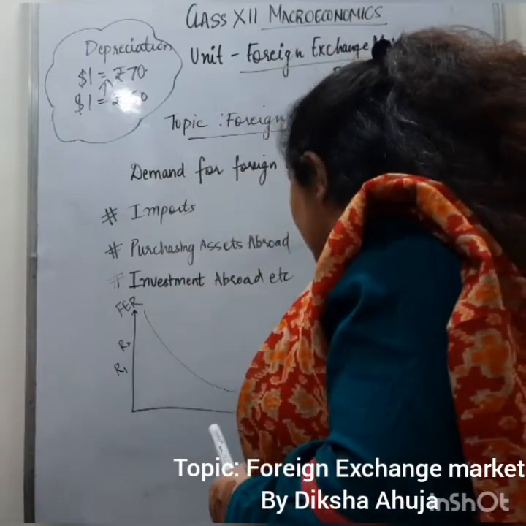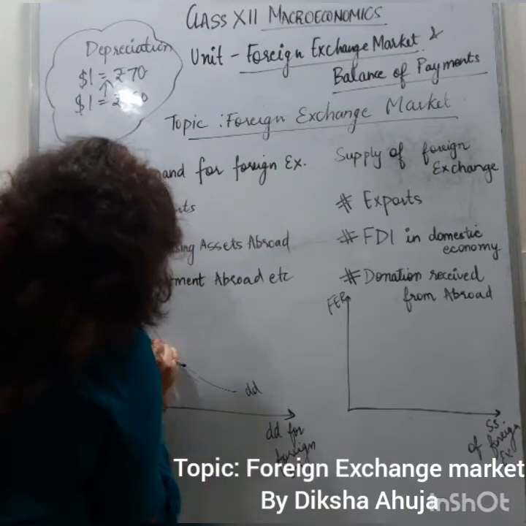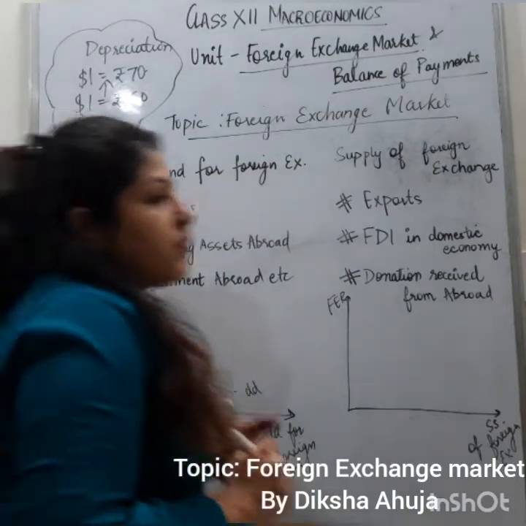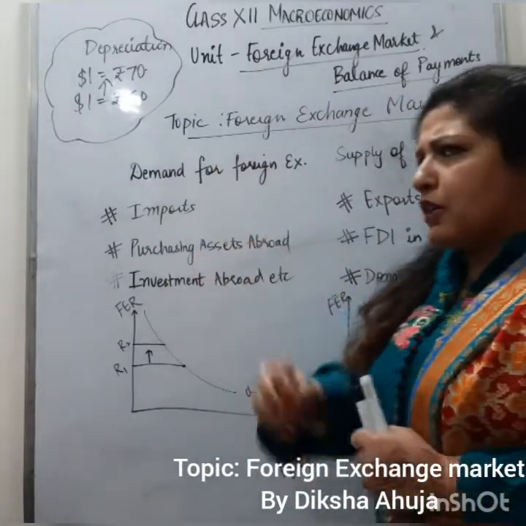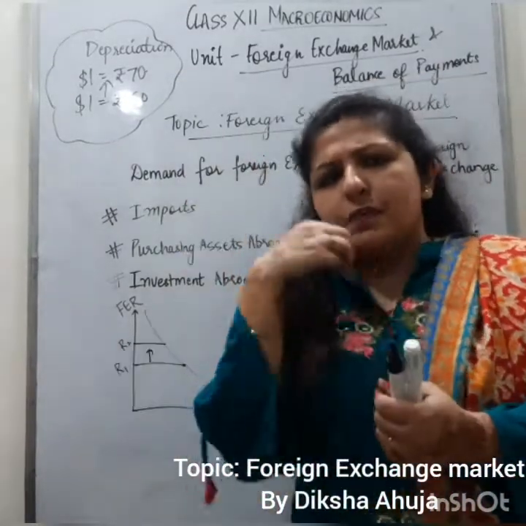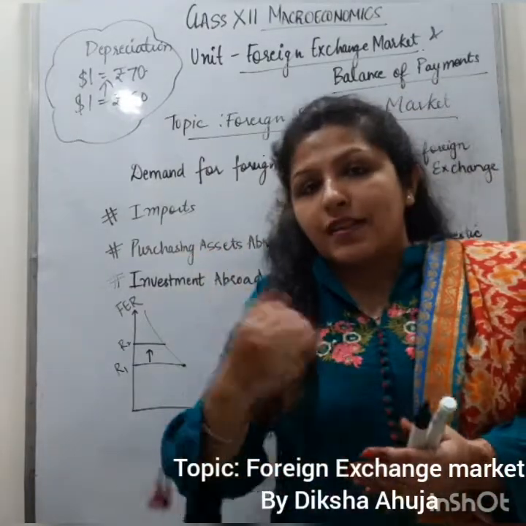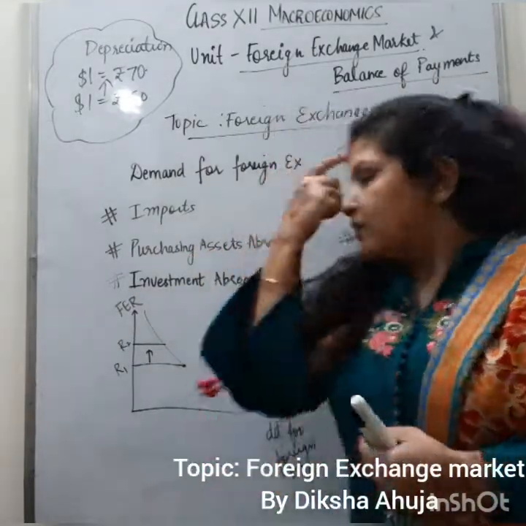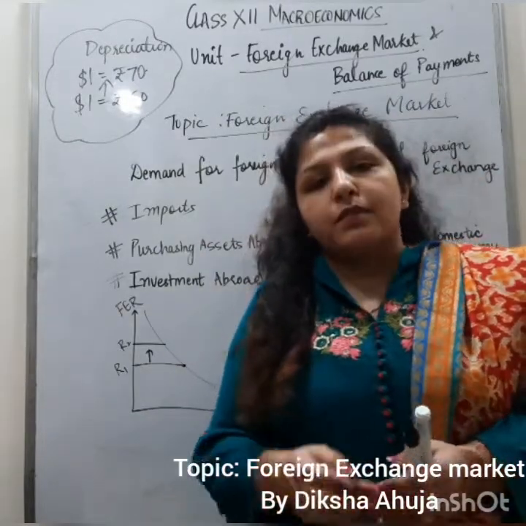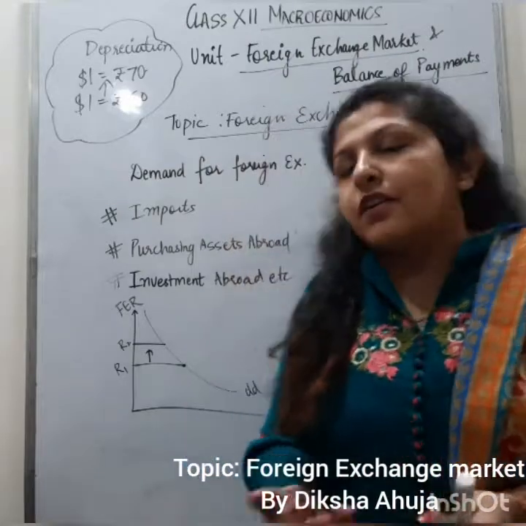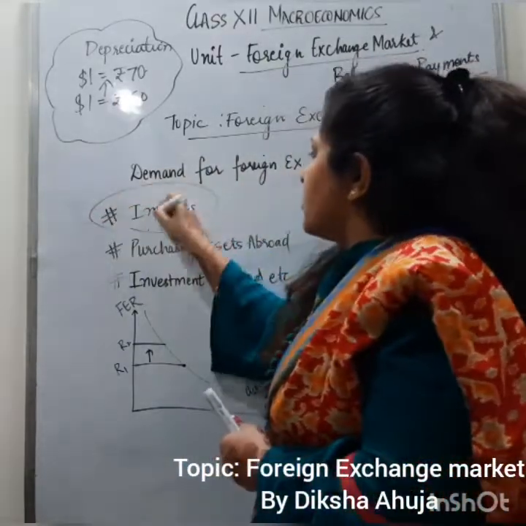Demand curves look like this. So exchange rate has risen like this. So what will happen to the demand? Just think of why we demand dollars. We demand dollars because we need to import. When we import, we'll pay in dollars. Purchasing assets abroad: when we purchase assets abroad, we have to pay in dollars. Investment abroad: if I want to invest in the shares of a company, I need to pay the investment in dollars. So that's why I demand dollars. So I'll take the proxy as imports of demand, right?